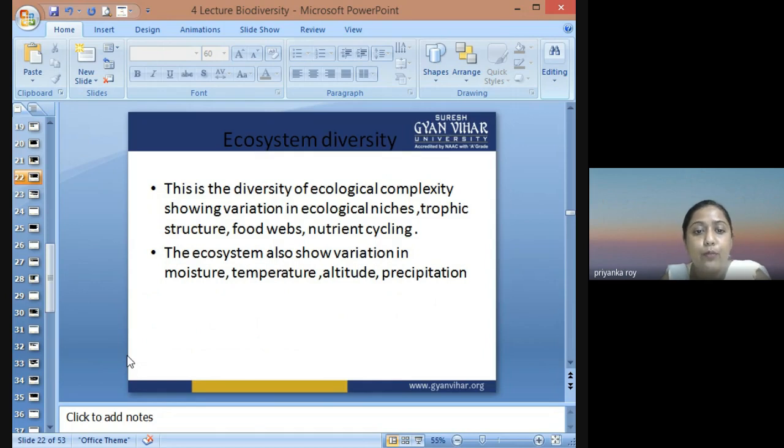Ecosystem diversity is the diversity of ecological complexity, showing variations in ecological niches, trophic structures, food chain, food web, nutrient cycle, and so on. Ecological systems show variations in moisture, temperature, altitude, precipitation, and so on and so forth.